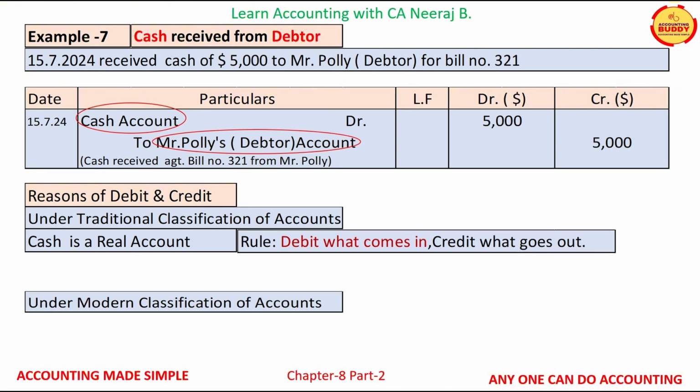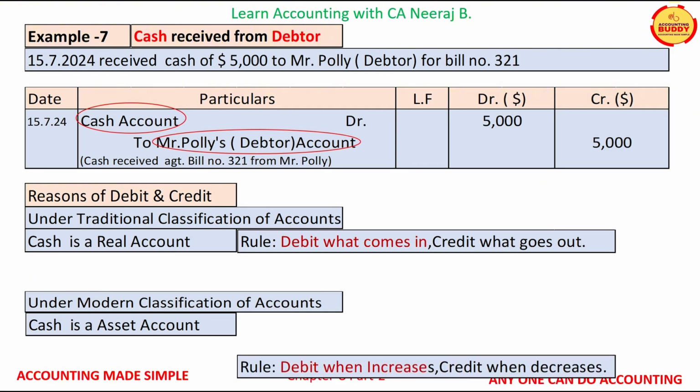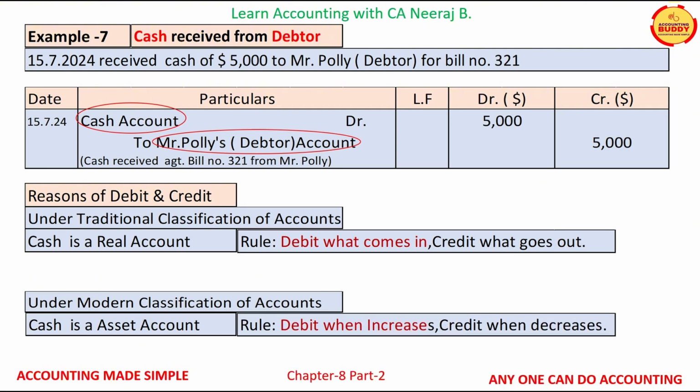In this transaction, cash is coming in, therefore cash account is debited. Under modern classification of accounts, cash is an asset. The rule for asset account is debit when increases and credit when decreases. In this transaction, since cash is increasing, therefore cash account is debited.